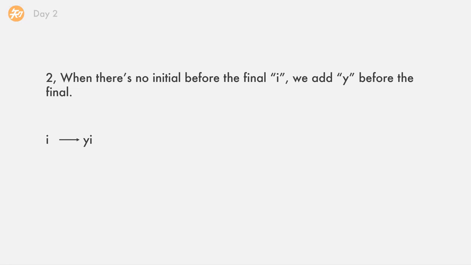Rule number two. When there is no initial before the final i, we add the initial y before the final. As you can see here, i becomes yi. We added the initial y to the final i, forming a syllable.